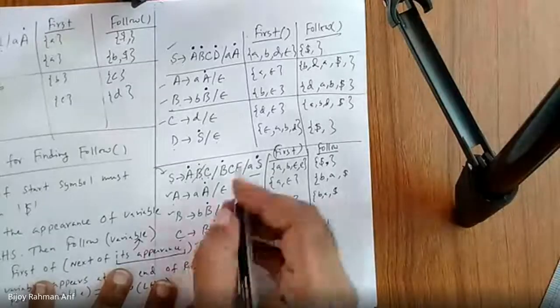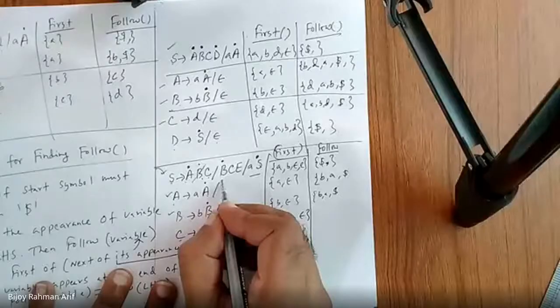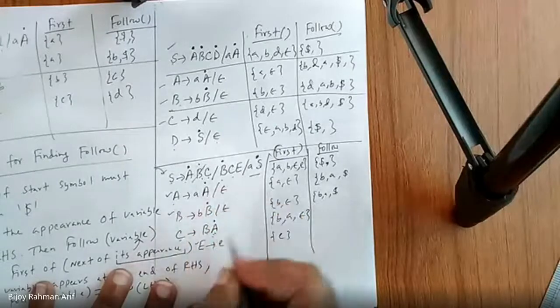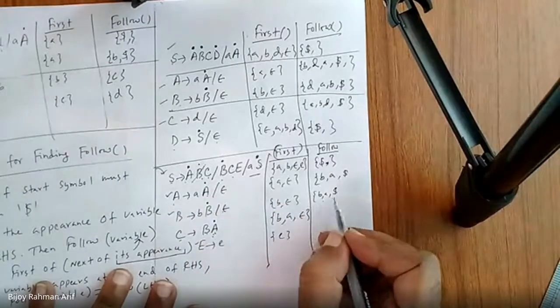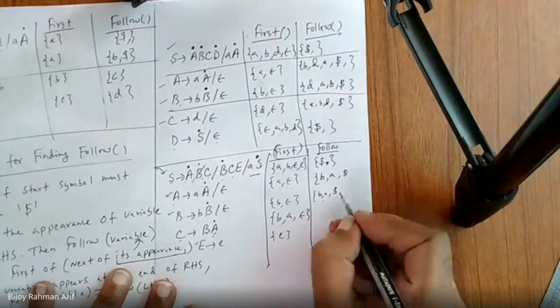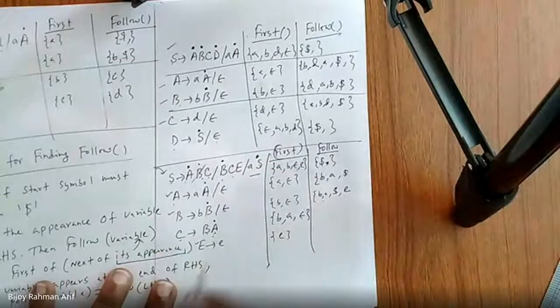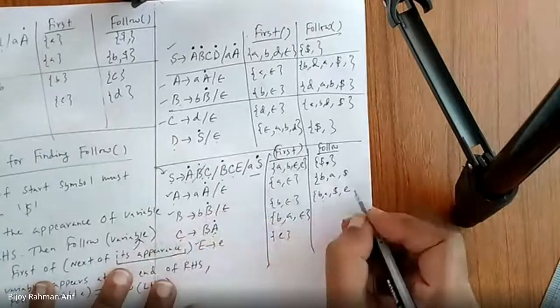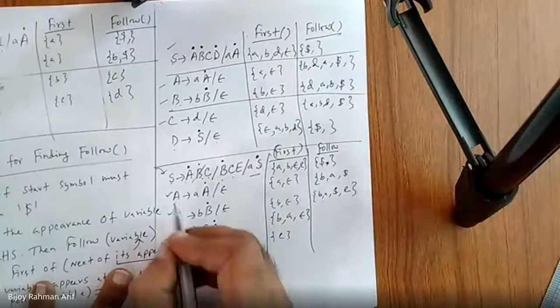Should we stop here? No, let's go over here. Follow of B is nothing but first of C. What is first of C? First of C is BA. If you put epsilon, this one is crossed out. So epsilon appears. So what is this? Epsilon. We are done with this. Let's go back. Follow of B is nothing but follow of B, so it is complete.